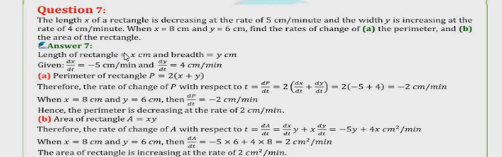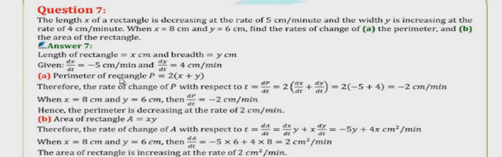Now let x be the length and y the breadth, as already given. Now what is the value of dx by dt? This is given 5. Why is it taken minus? Because it is decreasing. You will take minus sign when it is decreasing, plus sign when it is increasing. The dy by dt is equal to 4 cm per minute.